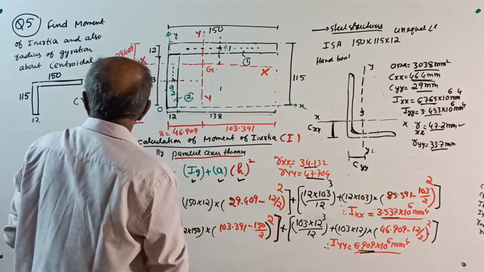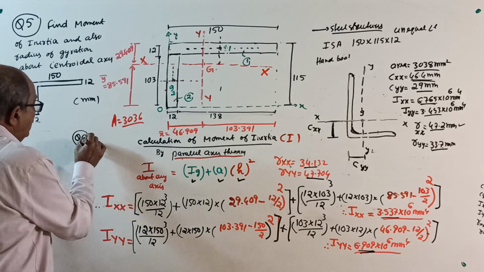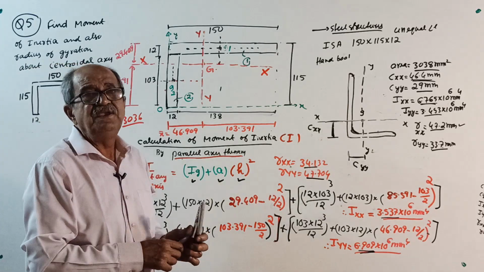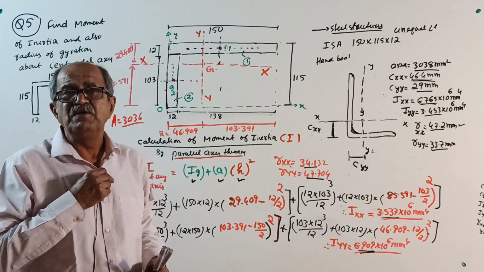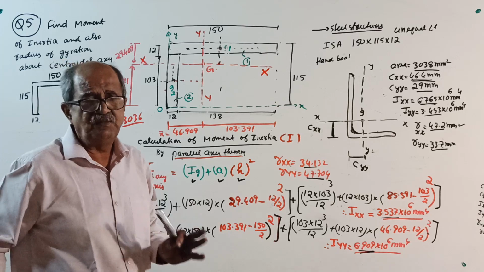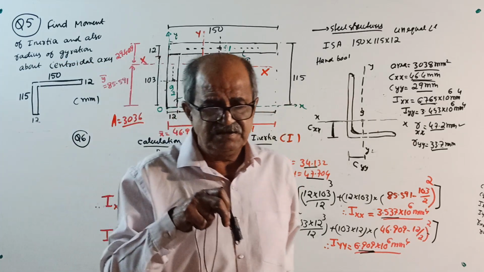This is over. Now I will go for one last question, question 6, where moment of inertia is not asked about the centroidal axis. So some other axis I will give you. I prepared the last question for the angle. Later, in the exercises, I will give plenty of questions.